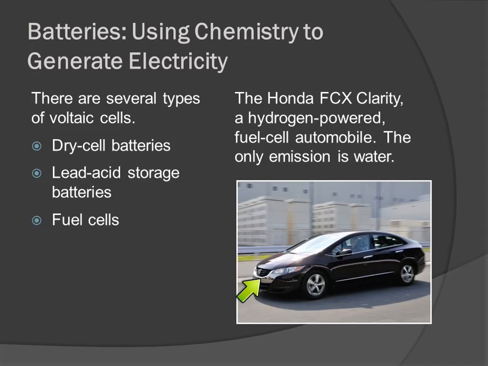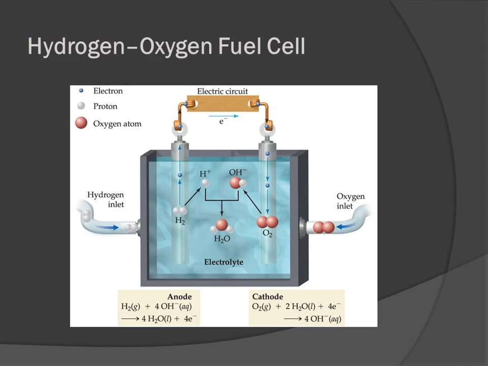Here's a picture of a car. It's the Honda Clarity. It's a hydrogen-powered fuel cell automobile. It runs on hydrogen and oxygen, and the only emission is water. That sounds pretty awesome, doesn't it? And the problem is, where do you get the hydrogen? But this is an illustration of how that works.